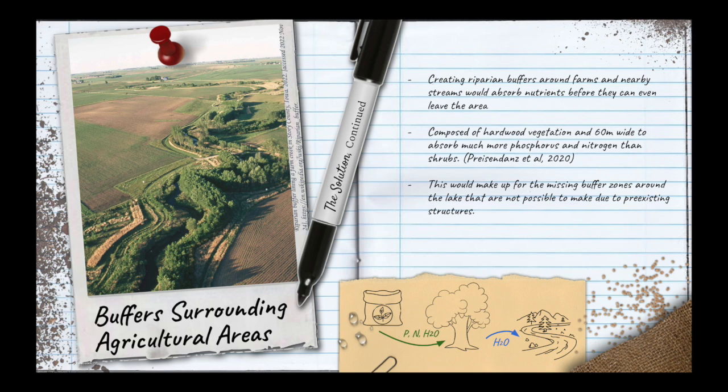The buffer zone will be about 60 meters wide and composed of hardwood trees to maximize nutrient absorption, as mentioned in the previous slide. There will be areas around the lake where creating buffer zones would not be possible due to already existing settlements like houses and other buildings. Having additional buffer zones around high nutrient pollutant areas such as farms would further ensure that almost no nutrients are entering the lake in the form of runoff.